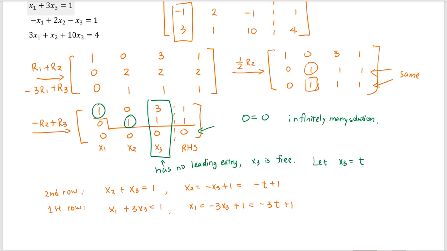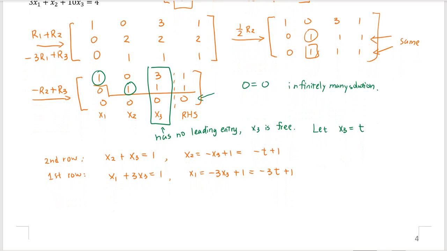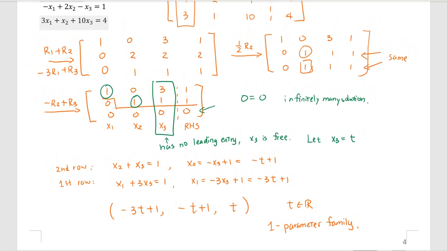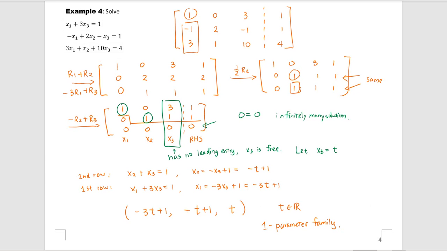Now, do you see that? We get x1, x2, x3, they are functions of t, so we get a one parameter family. So x1 is negative 3t plus 1. x2 is minus t plus 1. x3 is t. Okay, so t is any real number. We get a one parameter family. Okay, this finished the problem.